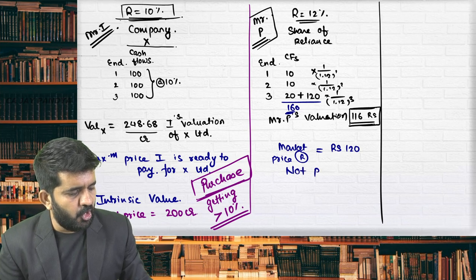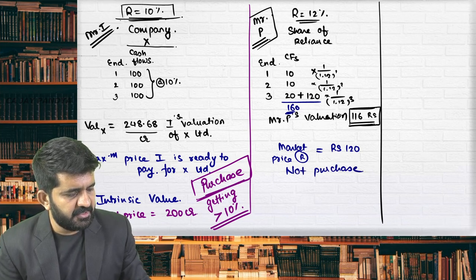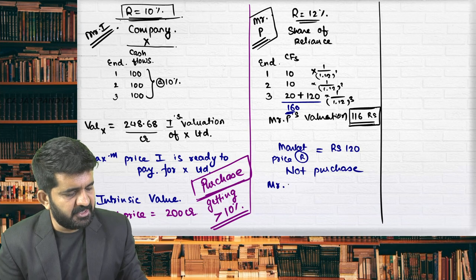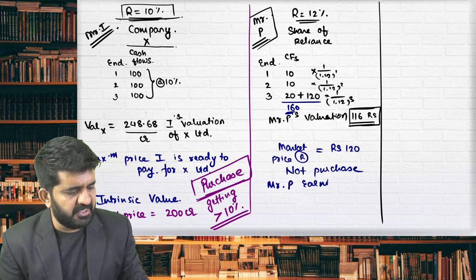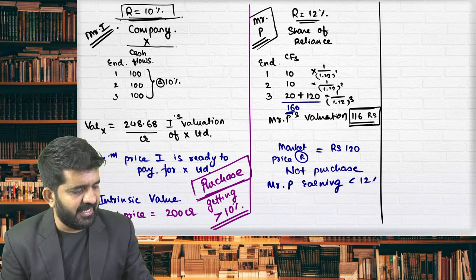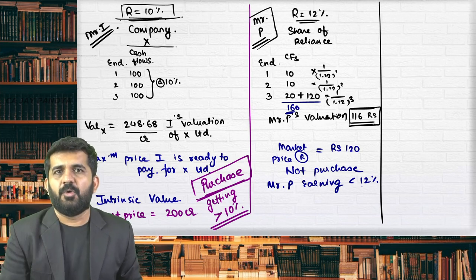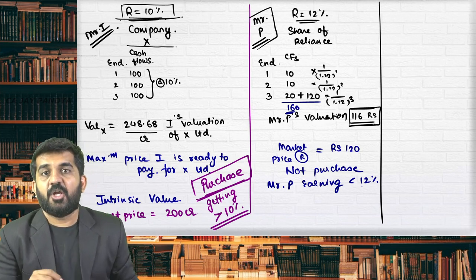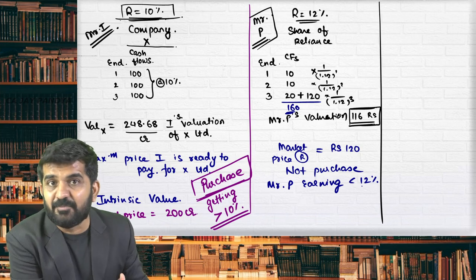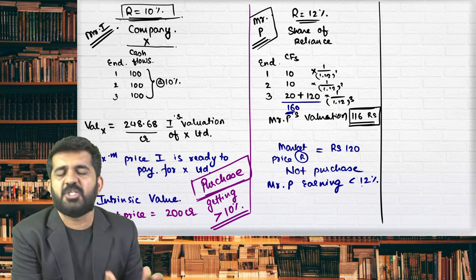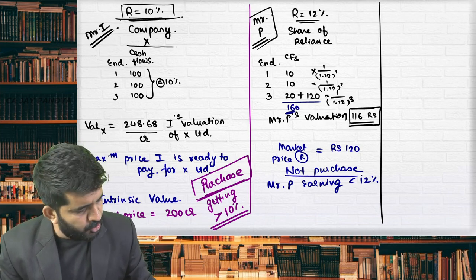You should not purchase, because Mr. P, if he is purchasing, will be earning less than 12%. Of course, if you apply the concept of capital budgeting, your NPV will be negative, but it is the same thing. NPV is derived from the valuation concept. Is it alright? So you should not purchase it.